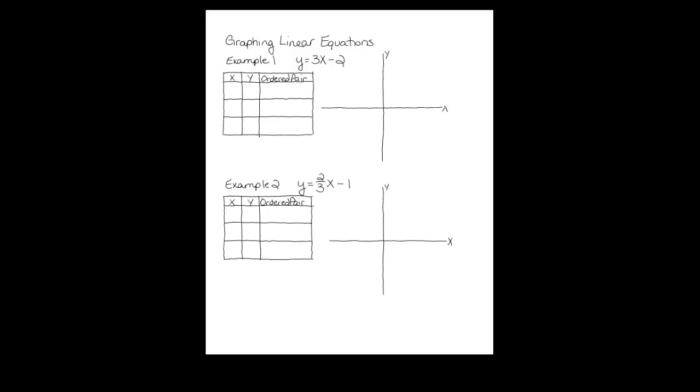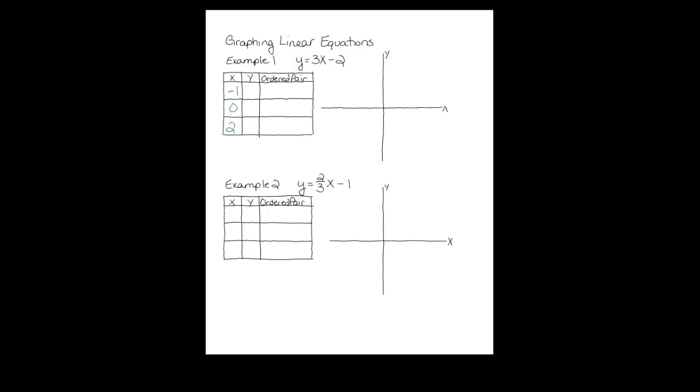So starting here in example 1, we have y equals 3x minus 2. And this table here is meant just as a guide to keep everything straight. The idea is we want a positive value, a negative value, and 0. So I'm just going to choose, let's say, -1, 0, and we want to keep them small. We only have a small graph to work with here. So 2. Could have chosen 1, but I'll go ahead and go with 2.